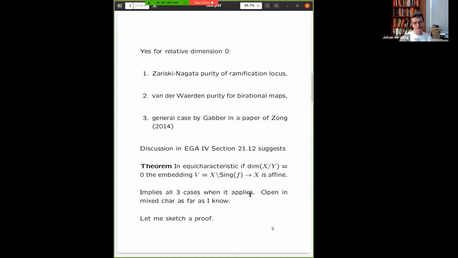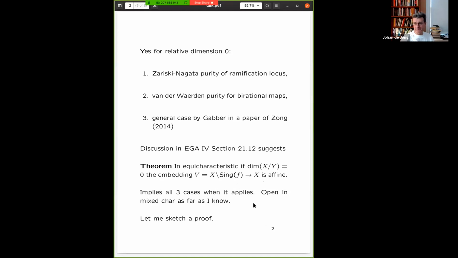Except that, as you will see, the proof will actually use the general case of the purity proven by Gabber. So I'm not saying that I found a new proof of these cases. I'm just saying that it's a better statement. It's a general thing that you should pay attention to: if you have some codimension one statement that you can prove, then you should always look for whether you can prove this affineness statement. I was looking for this also in the mixed characteristic case, and I don't know how to do it. If you have an idea, please let me know. I think it's interesting.